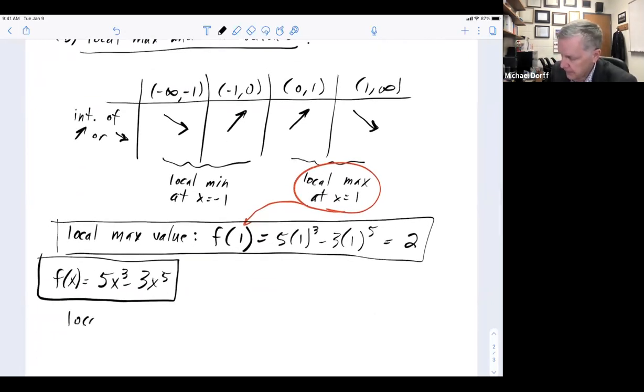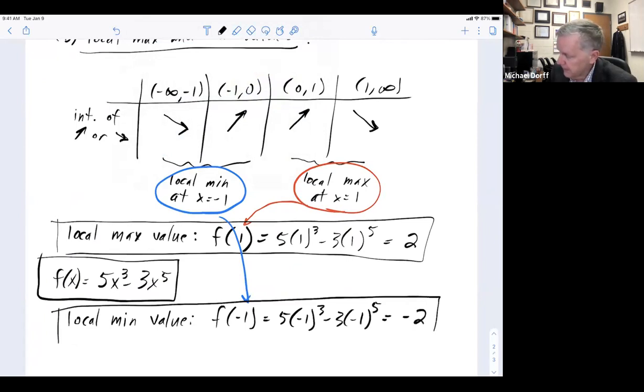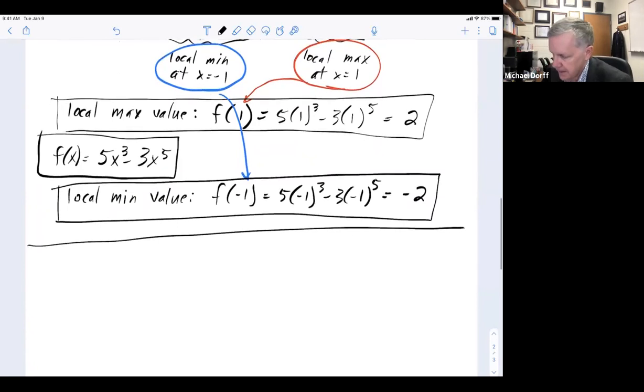Local min value is going to be f at -1. And again, I get that -1 because I take my local min value there and I plug it into the function. And when I do that, I'm now going to have 5 times -1 cubed minus 3 times -1 to the 5th. And that's going to give me a -2. So I have a local min value of -2. Make sure you see the difference between the local min at x equals -1 and the local min value of -2.